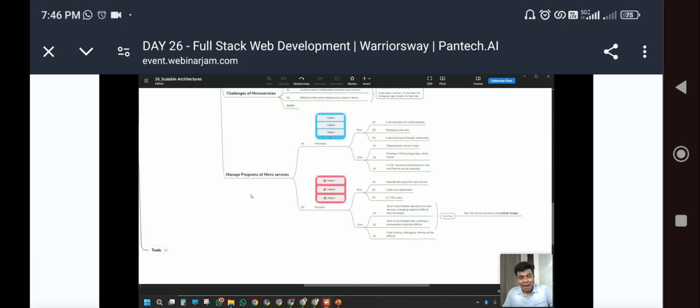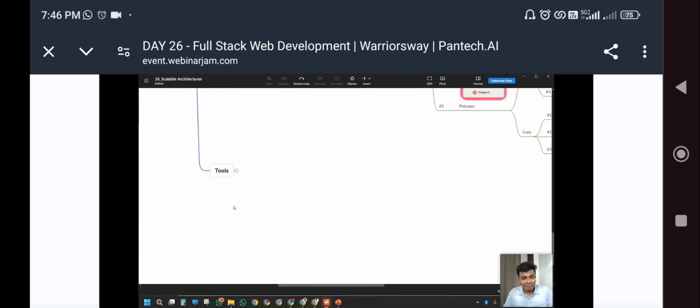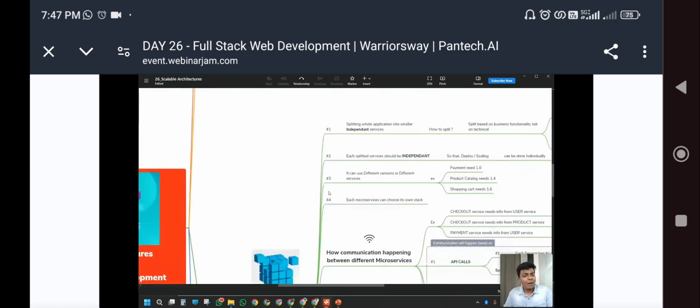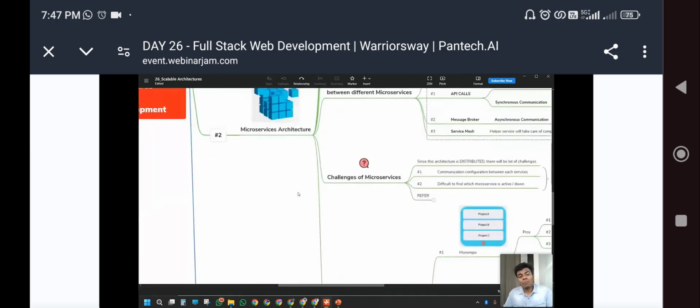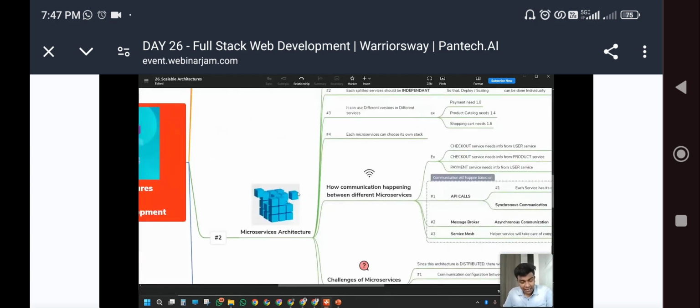So now I'm going to reveal one thing which is going to be really good. What are all the tools you need to be aware of whenever you want to scale your application? Guys, I'm telling you, bigger companies still use monolithic architecture, but whenever it needs to be scaled well, people move to the microservices architecture. That's what you need to know as a developer.